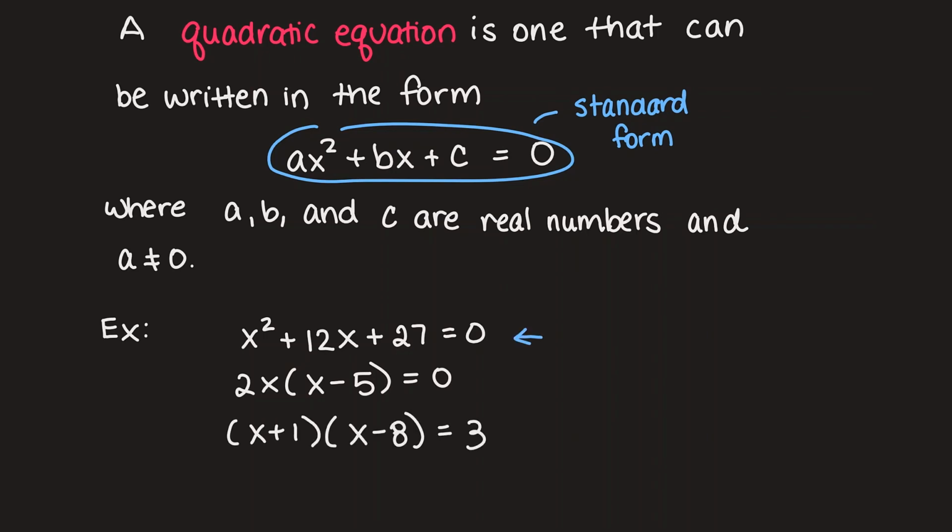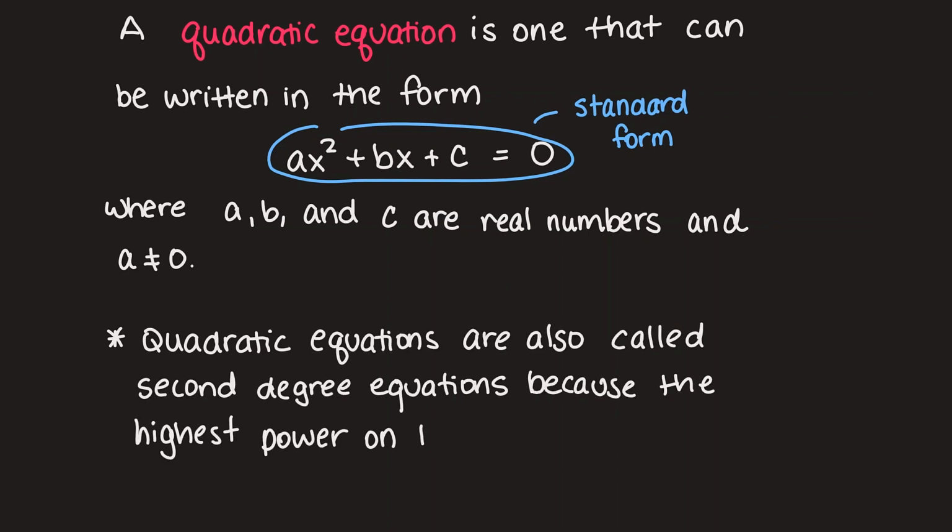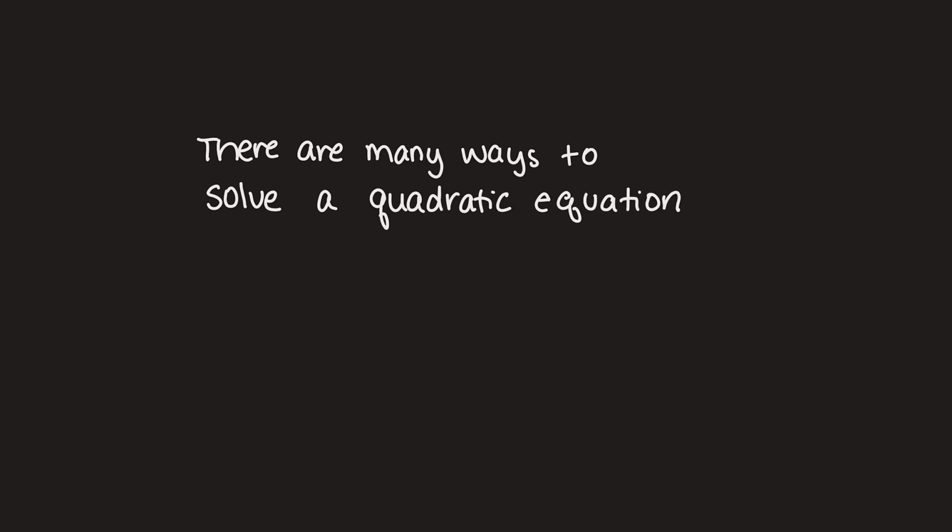The first equation is written in standard form. And with a little bit of simplifying and rearranging, these can eventually be written in standard form. Quadratic equations are also called second-degree equations because the highest power on the variable is 2. And there are many different ways to solve a quadratic equation.